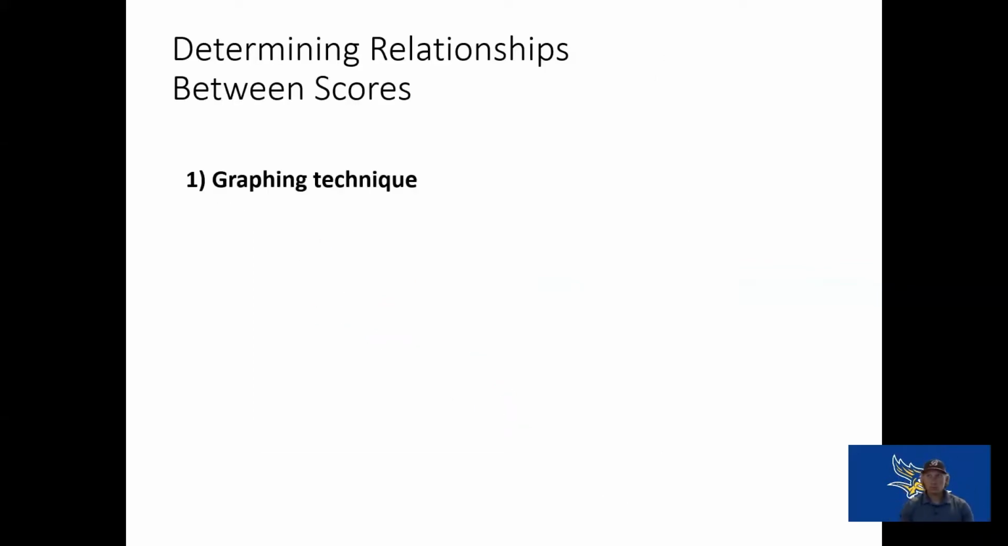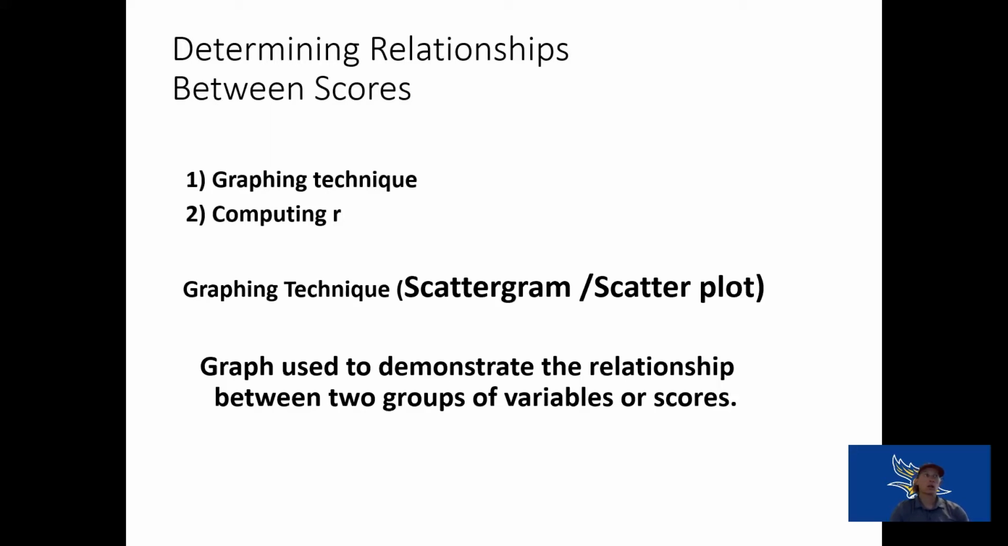And then we can determine these relationships using our graphing technique. Looking at where they are on a scatter plot, we can then compute the R and determine the strength and the direction mathematically. But we'll often use both. We use both to describe it because we like to have a visual and a numerical piece of information.